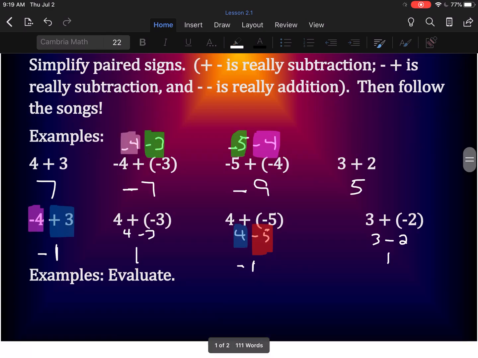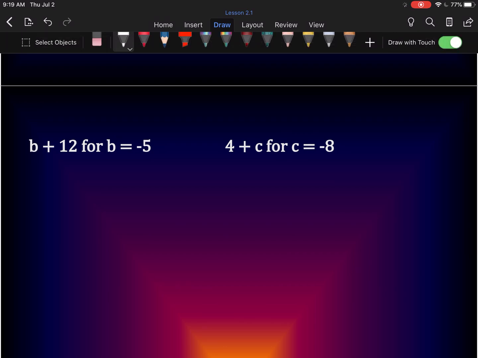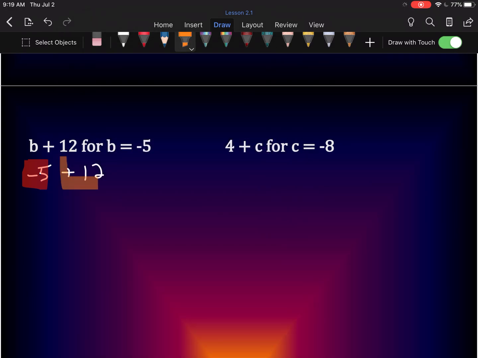Don't overcomplicate it. And evaluation. Evaluate means plug in the number that you're told and do the problem. So b wants to be negative 5, so we'll make it negative 5. We have negative 5 plus 12. My numbers are negative 5 and positive 12. Those have different signs, so I will subtract the numbers. 12 minus 5 is 7, and I'll keep the sign of the bigger number. 12 is bigger, so the answer stays positive.